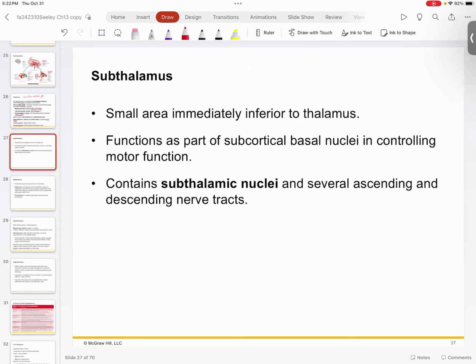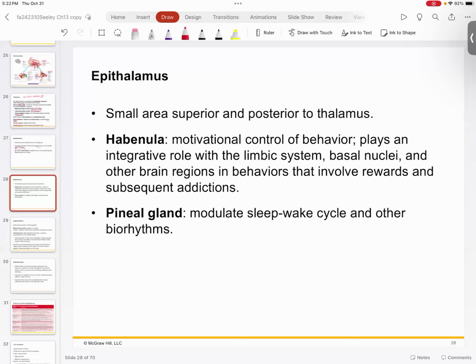Let's move into the subthalamus, right? That's that region that's immediately below the thalamus. This works along with, as part of, the basal nuclei, the subcortical nuclei, and the basal nuclei is involved in motor function and control of motor function. So a lot of these nuclei, the subthalamic nuclei, will be taking in ascending and descending nerve tracts, but it's basically handling all of the motor function and motor control.